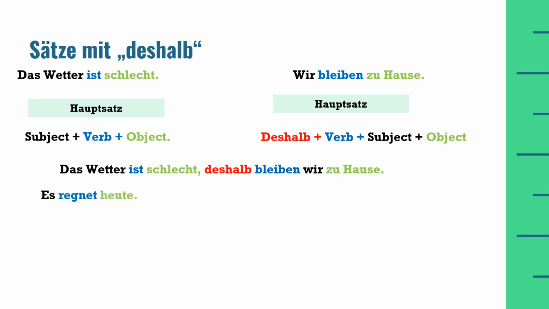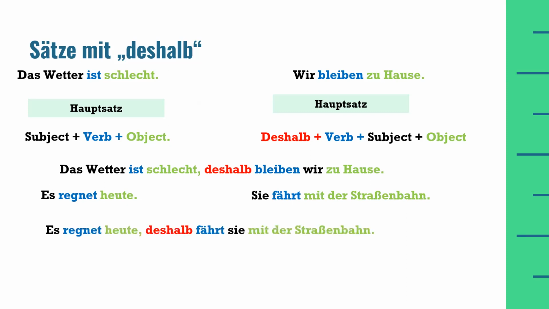Es regnet heute, it's raining today. Sie fährt mit der Straßenbahn. She travels with the tram. Now, these two sentences can also be combined with the help of deshalb because there is a certain relationship between these two sentences. In the first sentence, we are giving a reason why she is traveling with the tram. Es regnet heute, today it's raining, deshalb fährt sie mit der Straßenbahn, therefore she travels with the tram.